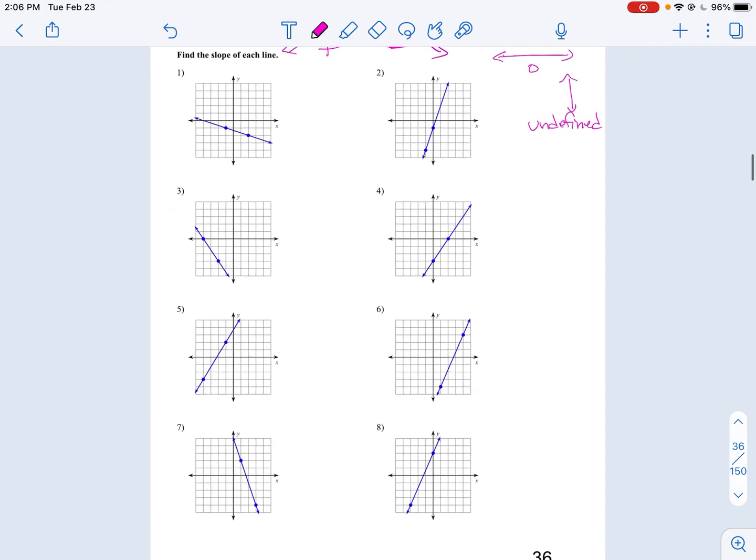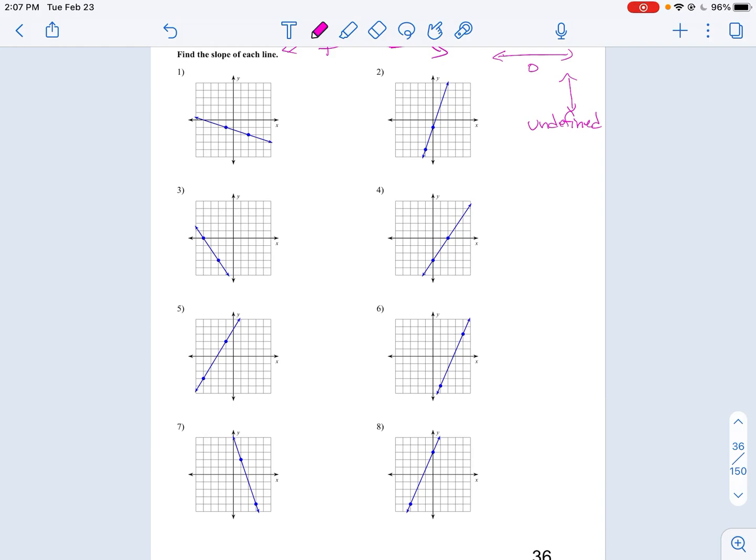So just remember that. The very first thing I would say to do on each one of these on this first page is decide if it's a positive or negative slope. Don't even find it yet. Just decide if it's a positive or negative slope. So I'm going to look at this. I know this is going to be negative. This is positive. This is negative. This is positive. This is positive. This is positive, negative, and positive.